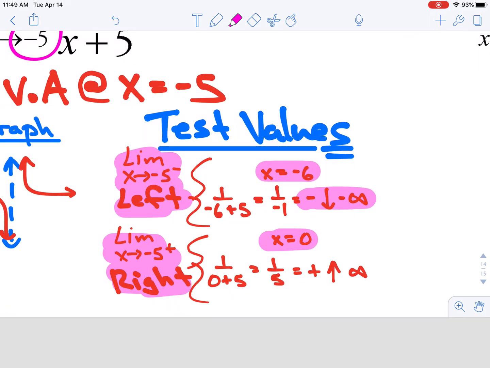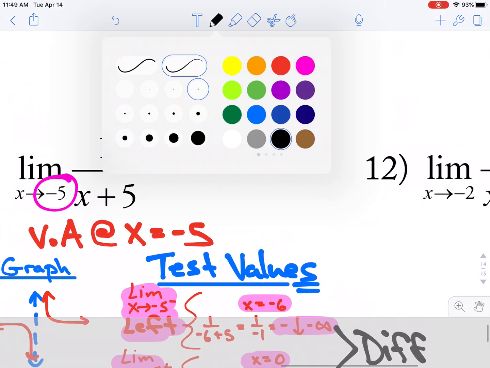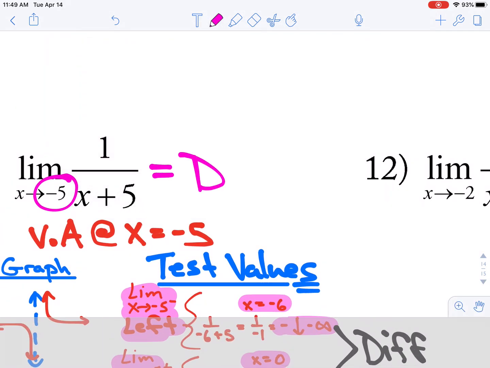Then you would have to test the value to the right of -5, such as 0, for instance. When you plugged in 0, you get a positive value, which means it's going up to positive infinity. Since these are different, remember, from yesterday and the day before, we then say that the limit does not exist.